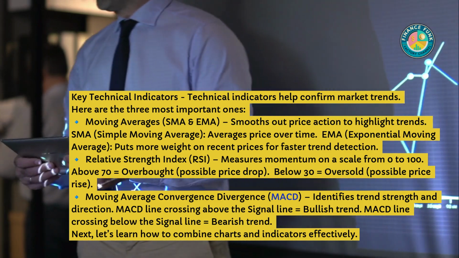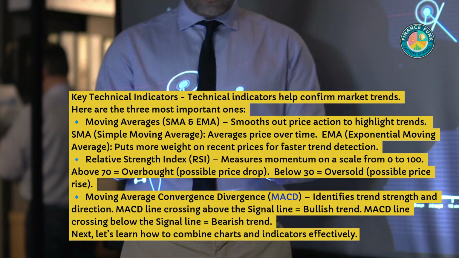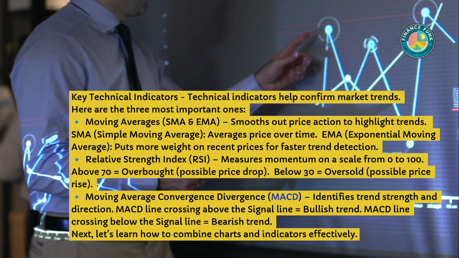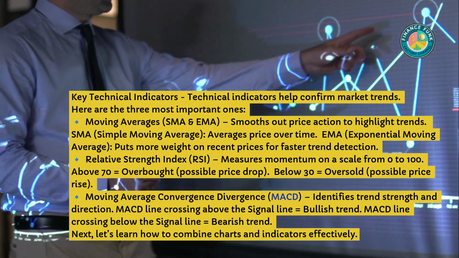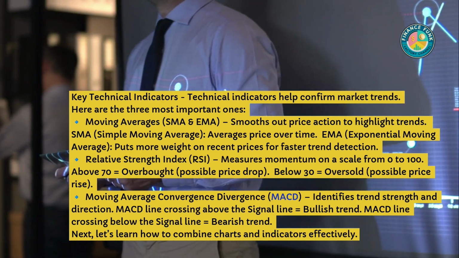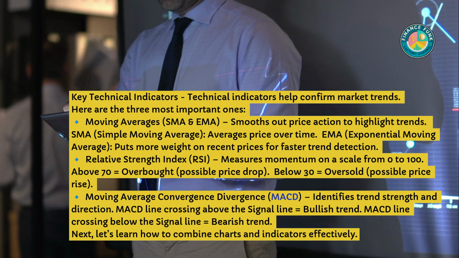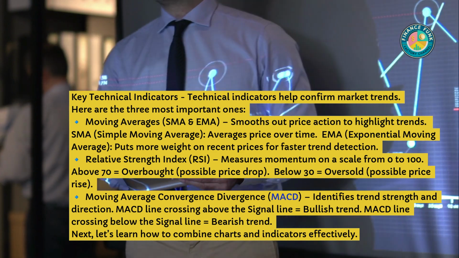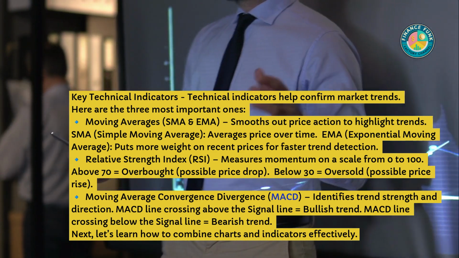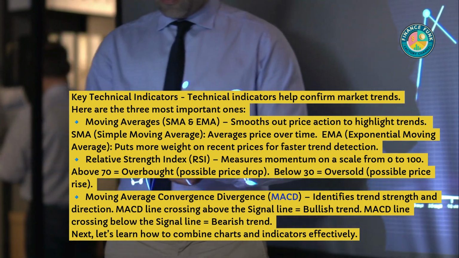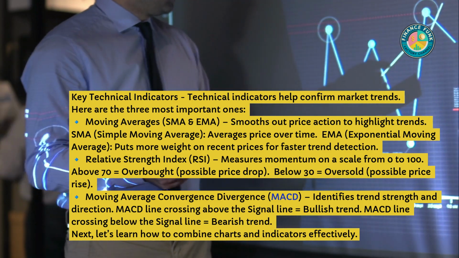Key technical indicators. Technical indicators help confirm market trends. Here are the three most important ones. Moving averages, SMA and EMA. Smooths out price action to highlight trends. SMA, simple moving average, averages price over time. EMA, exponential moving average, puts more weight on recent prices for faster trend detection.